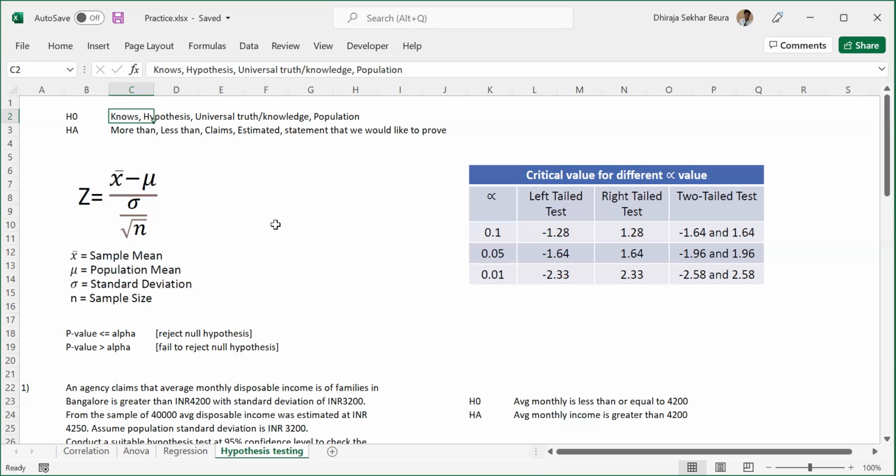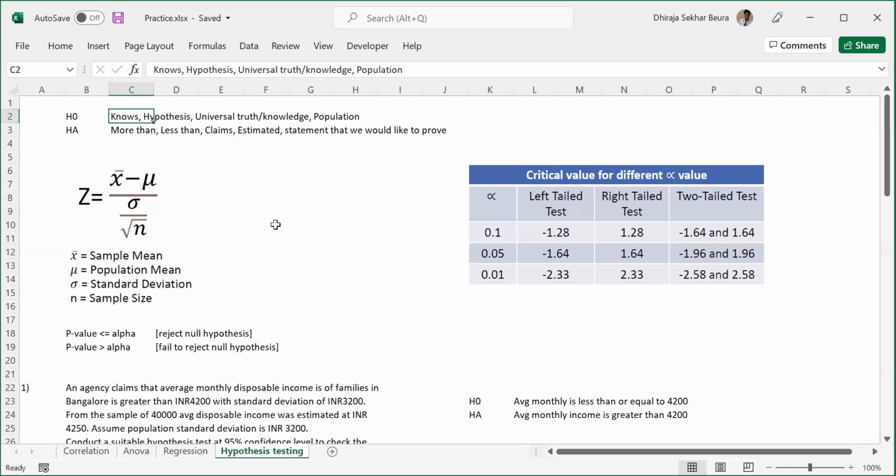We'll just practice a question on it. Don't worry about that. I'll tell you how to apply this. But remembering it is your task. How to remember these two? What we know, universal truth, knowledge, population is the null hypothesis. More than, less than, claims, estimated, a statement that we would like to prove is the alternative hypothesis. Any questions on this, please?